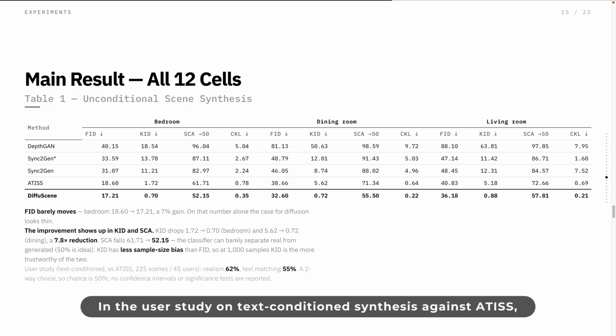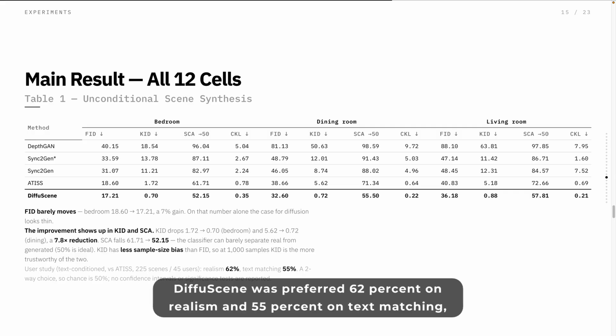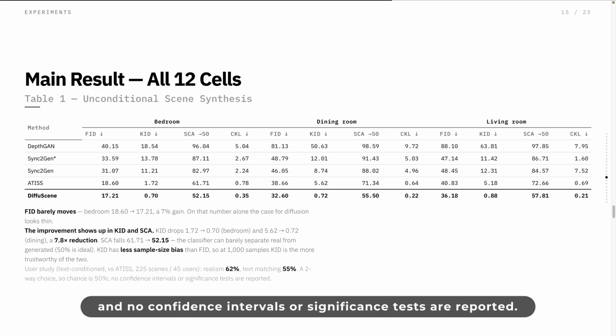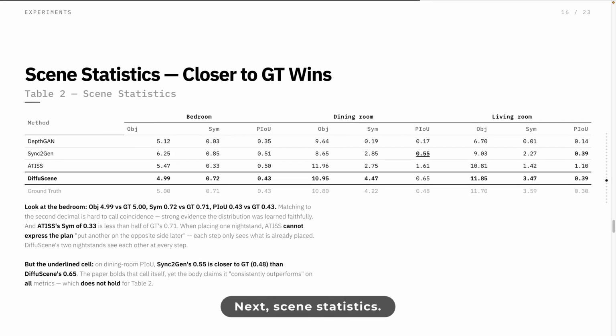In the user study on text-conditioned synthesis against ATISS, DiffuScene was preferred 62% on realism and 55% on text matching. Over 225 scenes with 45 users, but it's two-way, so 50% is chance, and no confidence intervals or significance tests are reported. Next, scene statistics.